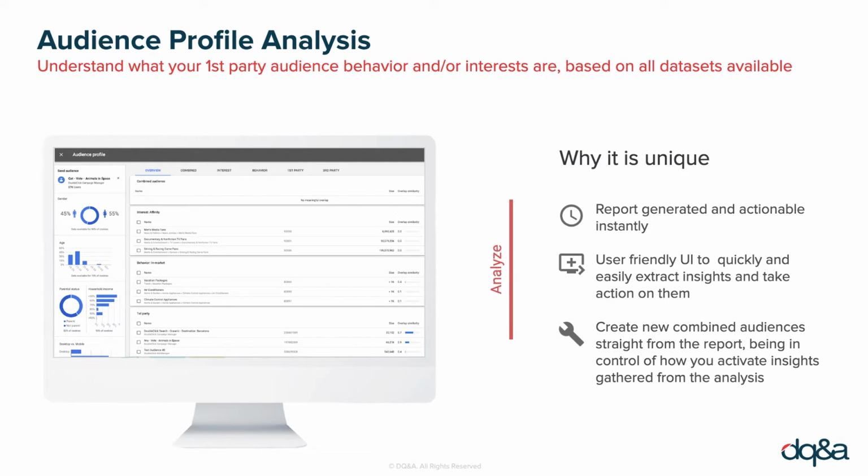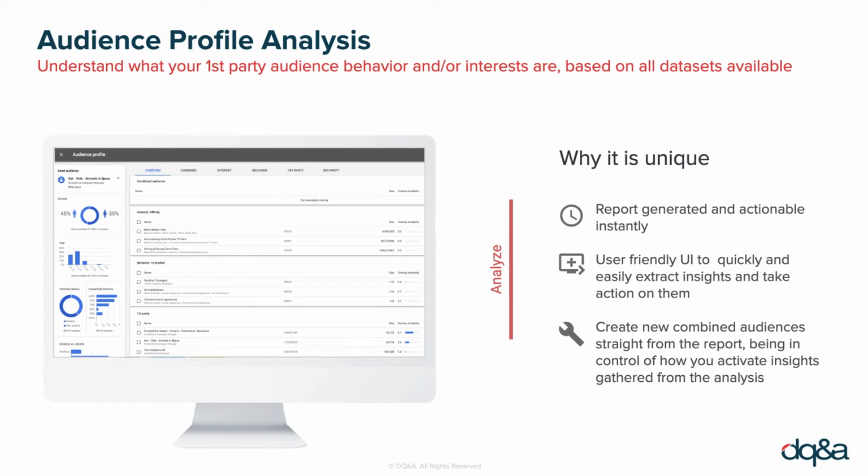Whereas here in the analysis tool, you can easily understand your first party audience behavior, or what interests or composition or profile that audience belongs to, based on all of the data sets available. So this is your first party audiences, Google audiences, third party audiences, or geo distribution. And this can help you better understand your customer, and then create combined audiences straight from the report to give you more control of your audience lists, and it also gives you a similarity index based on your first party data.